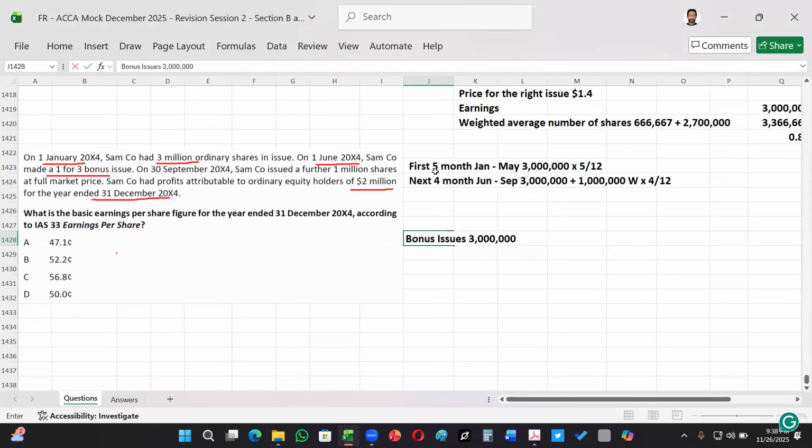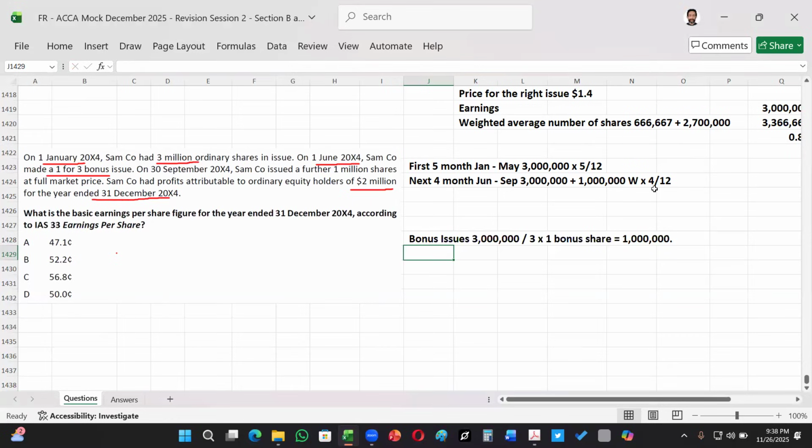And for every 3 shares, we would get 1 bonus share. So that would give us the value of 1 million. We just calculated the number of bonus issues. What are the number of bonus issues? That is 1 million. So that is how I've calculated the 1 million.